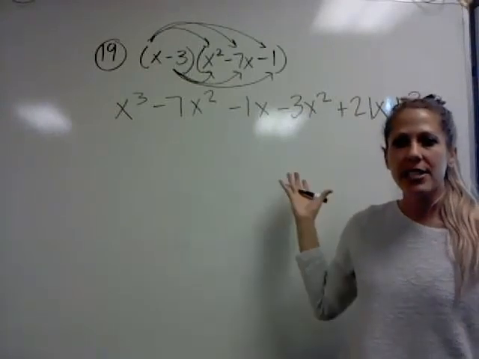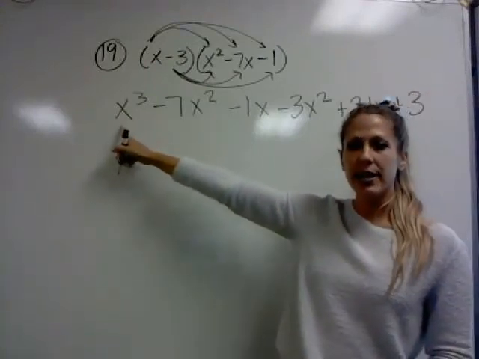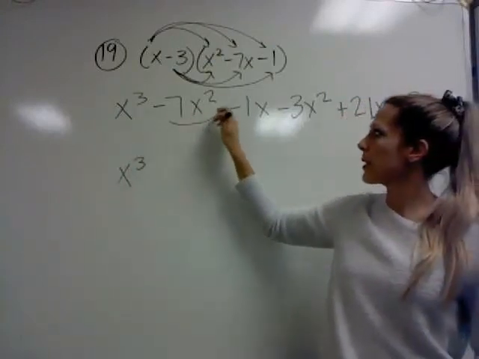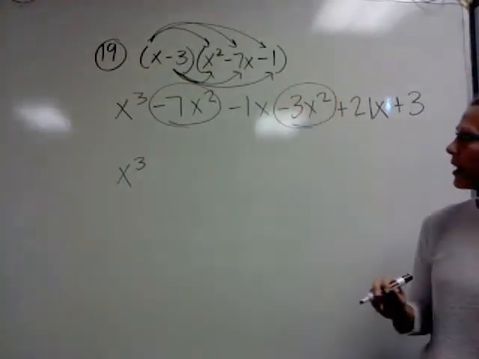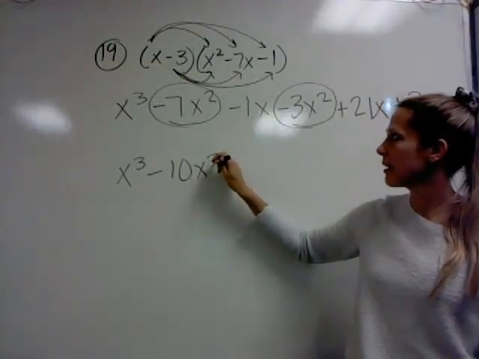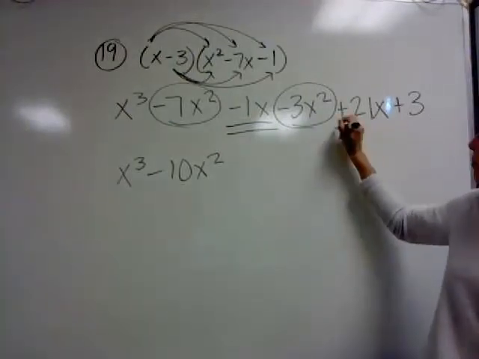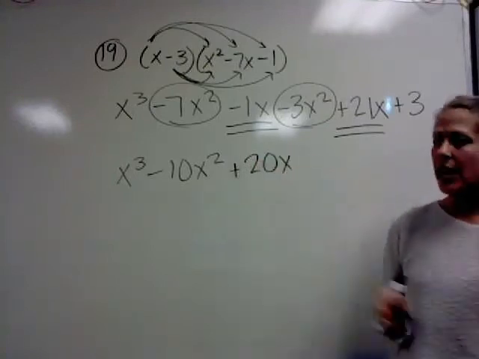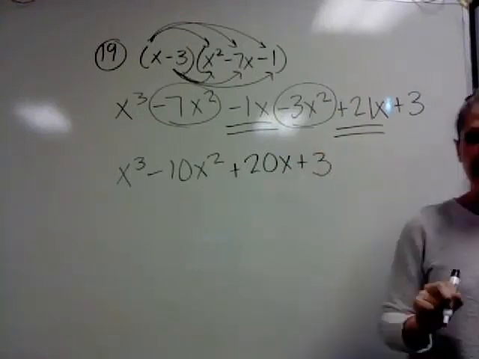Now that we've got all these terms, our last step is to combine like terms together. There's only one term with an exponent of 3, so x to the 3rd goes in front. We have a -7x squared, and we have a -3x squared. When we combine those together, it gives us negative 10x squared. We have a negative 1x and a positive 21x. When we combine those together, we get a positive 20x. And then we have this plus 3 on the end.